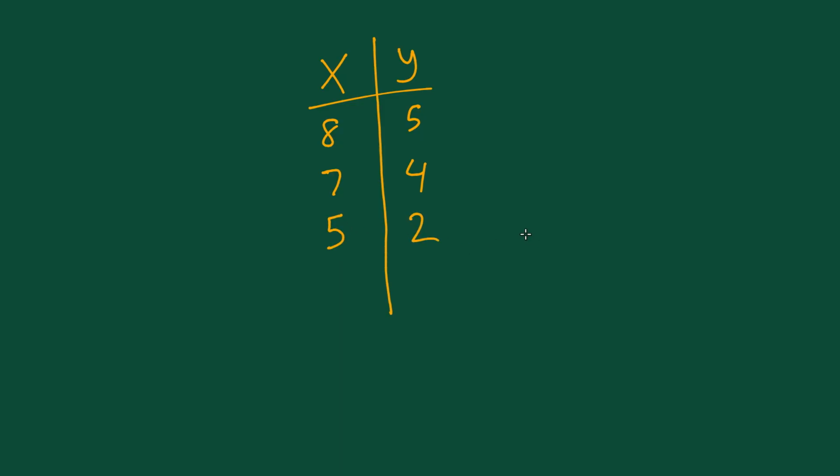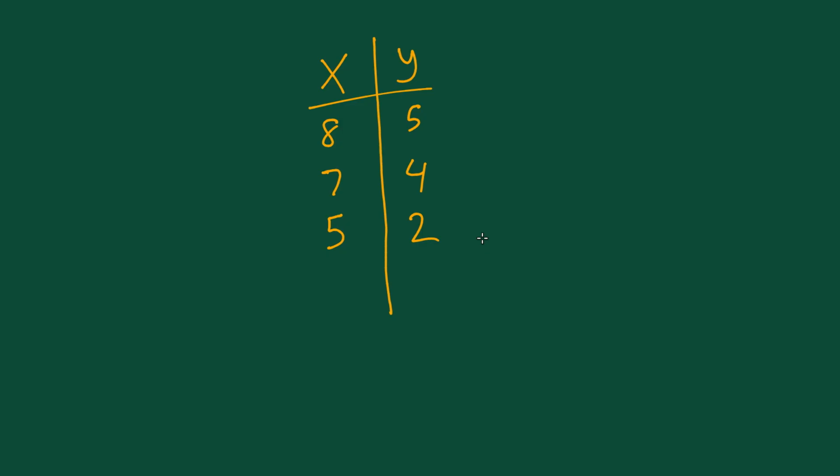All right, so this time, what if we saw this now? I'm going to make another set of XY pairs. So here's another table. What if you saw this now? 8, 5, 7, 4, and then 5, 2. X is our inputs, Y is our outputs. What's happening to get from 8 to 5, 7 to 4, 5 to 2?